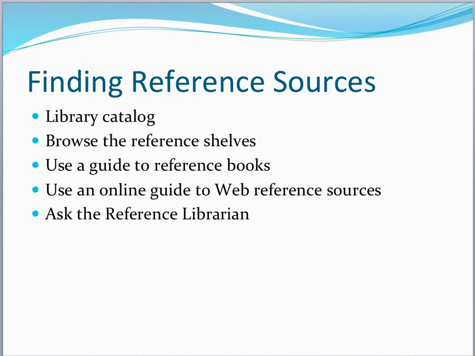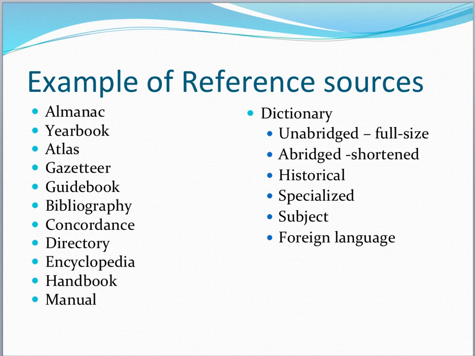And of course, another way to find a reference source is to ask the reference librarian. And here are some examples of reference sources. These are the traditional reference sources: the Almanac, the Yearbook, the Atlas, the Gazetteer, the Guidebook, the Bibliography, the Concordance, the Directory, Encyclopedia, Handbook, Manual, Dictionary. And in dictionary we have several types: unabridged, full size, average, shortened, historical, specialized, subject, foreign language.